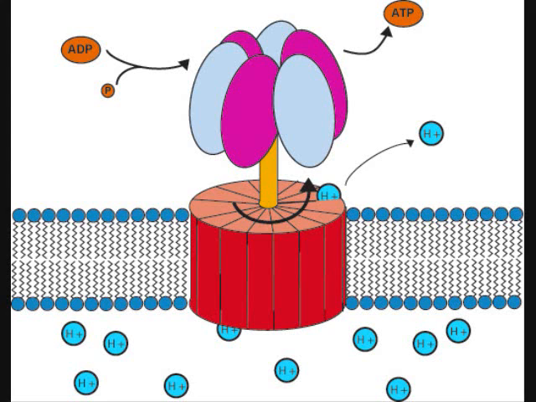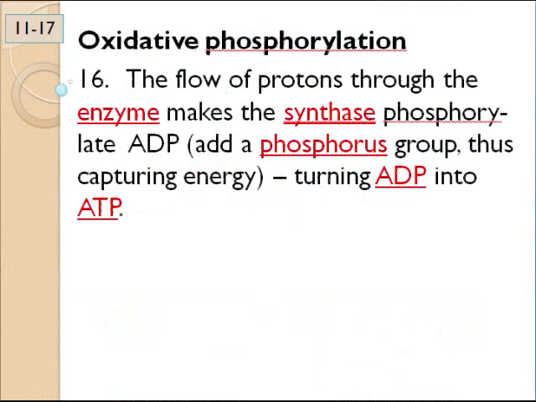So the flow of electrons through the enzyme, ATP synthase, phosphorylates the ADP. And you told me that was reduction if you add the phosphorus. So it's also called reduction phosphorylation. Synthase, because you're making, right? Okay. Add the phosphorus group, thus capturing. And when you add the group, do you want the group or the energy ribbon? What are you trying to get?